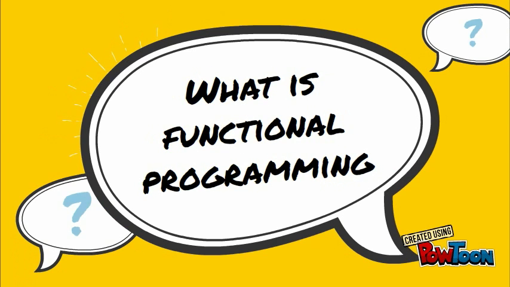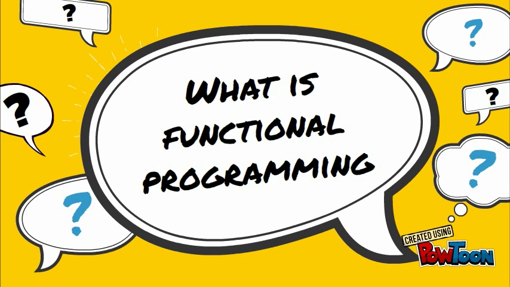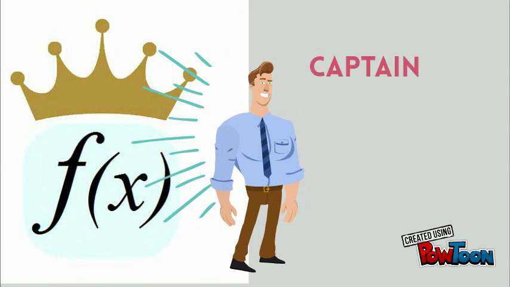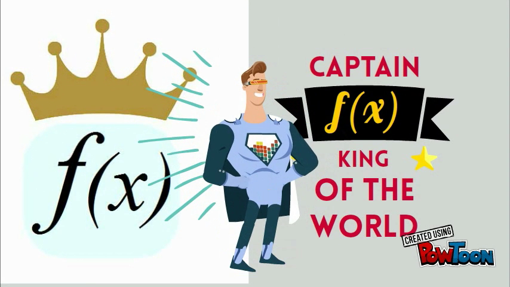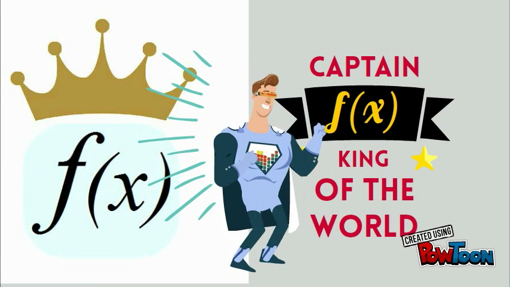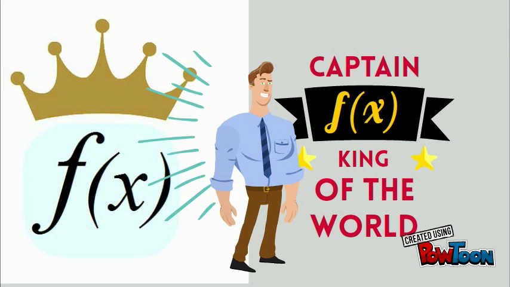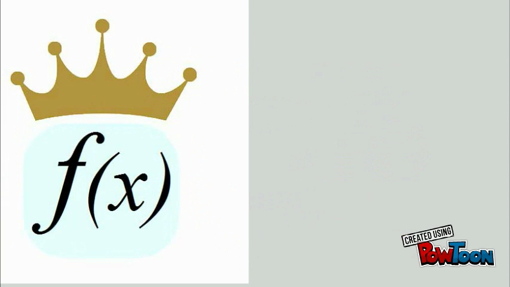In computer science, functional programming is a programming paradigm that treats computation as the evaluation of mathematical functions and avoids changing state and mutable data. We will discuss more about this later. Functional programming is a declarative programming style, which means programming is done with expressions instead of statements. In other words, it is a programming style wherein functions are kings.